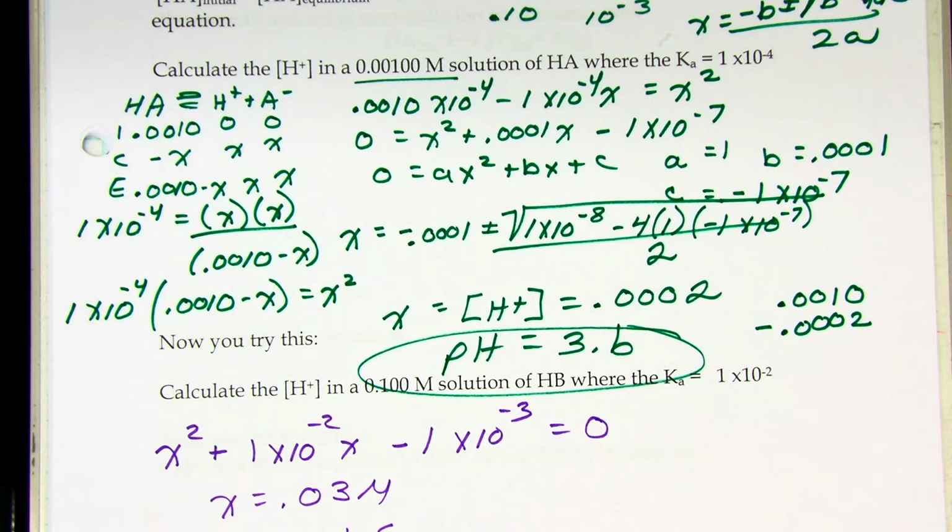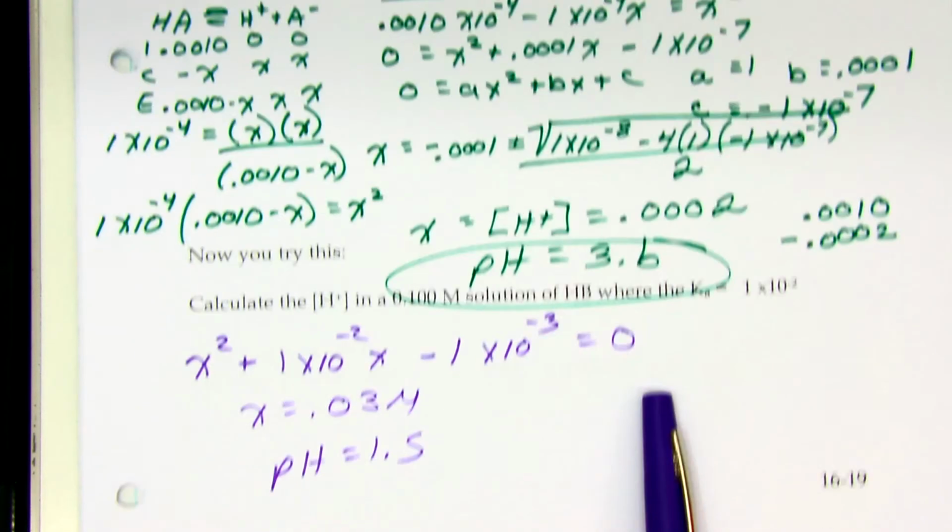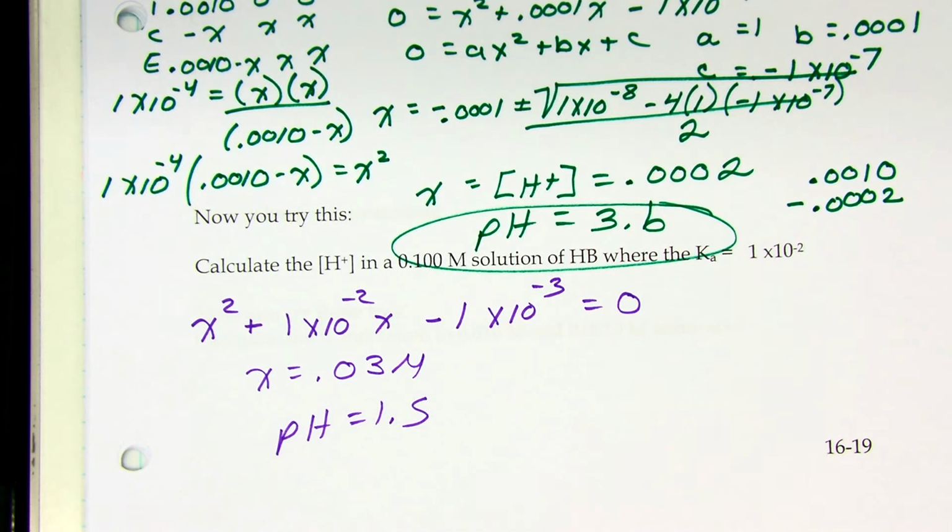Okay, so I think everybody got the same answer that I did. X is 0.03 molar, pH is 1.5. Now, the goal is that we do not solve quadratics in this class on a regular basis. That's not the goal of the class. Most of the math we're going to deal with, you don't have to do that.